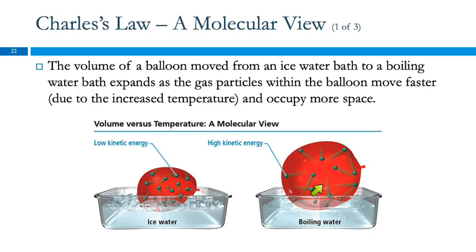The gas particles, when they're moving faster, in order for them to stay at the same pressure, they're going to cause the volume of the gas to expand. When we cool them down, they slow down, and the balloon, because of the external pressure, is going to be at the same pressure, and so the balloon is going to shrink.